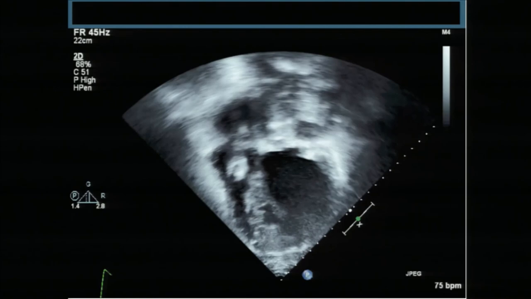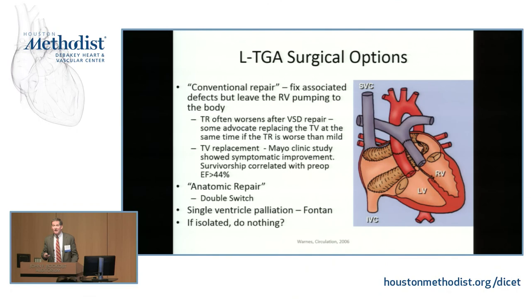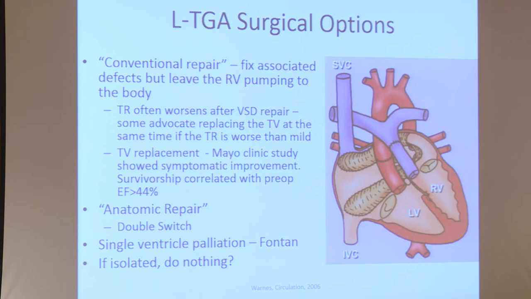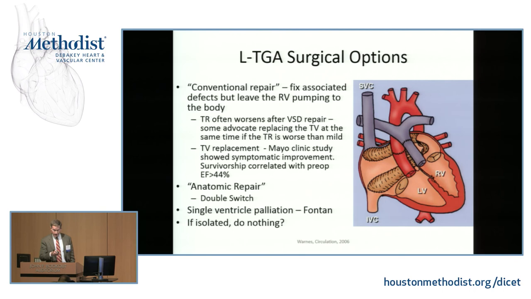And what to do about it? Well, if they don't need anything done, maybe you don't need to do anything. If they have VSDs or PS, maybe you could just fix that stuff and leave the RV pumping to the aorta. The conventional repair is certainly an option. You're going to have to worry at least about their tricuspid valve and whether or not you need to replace that valve. What about the anatomic repair, the double switch? Pretty crazy. You're actually going to do an atrial switch here to get the blue blood to the RV, but then do an arterial switch so that that RV squeezes out to the pulmonary arteries. You have normal saturations, you'll have a systemic LV, really big surgery, really should only be done in centers that have a lot of experience with this, and that's all I'm going to talk about with that.